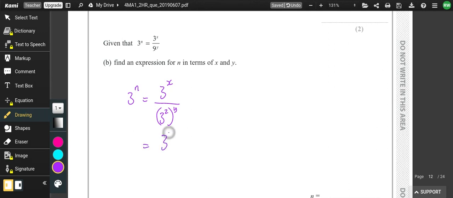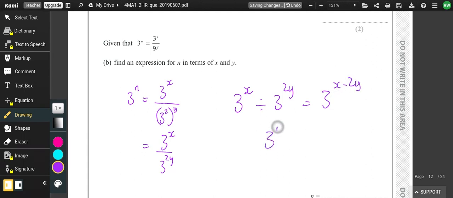So that will become 3 to the x over 3 to the 2y, because we multiply the 2 and the y. So 3 to the x divided by 3 to the 2y gives us, because we can subtract these powers, x minus 2y. So we have 3 to the n equals 3 to the x minus 2y. So an expression for n is just simply x minus 2y. Okay? So as soon as you see these weird powers, try and get them all in the same base.